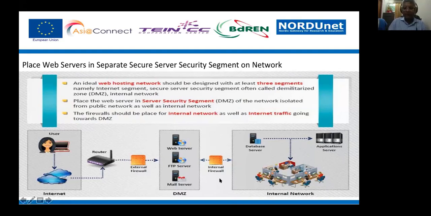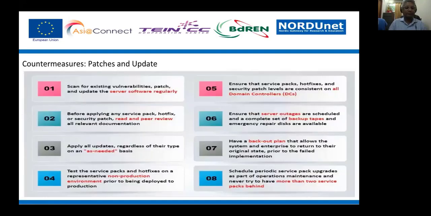The internal firewall will control the internal traffic, and the external firewall will control the external traffic. So if something comes from the internet, then the external firewall will protect your server. And if something comes from the internal traffic, then your internal firewall will protect the server. In this way, we can install the firewalls to protect your web server as well as the application.